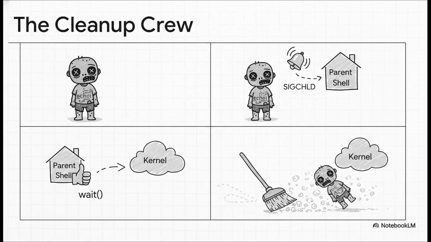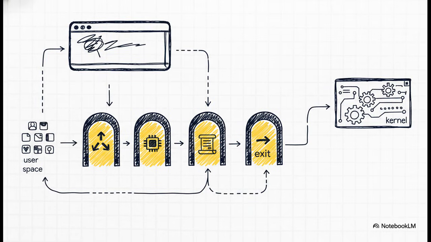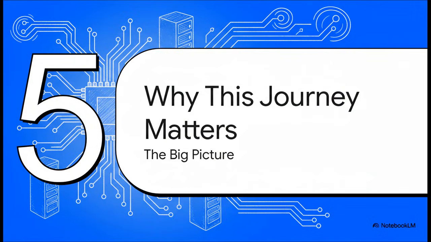The cycle is complete. So when you look at the whole thing, this entire journey is really a story about these carefully controlled trips back and forth between the regular user world and the super powerful kernel world. Each one of those system calls, fork, execve, write, exit, is like a guarded portal. And that separation, that strict control, is exactly what keeps our computers secure, stable, and able to do so much at once.